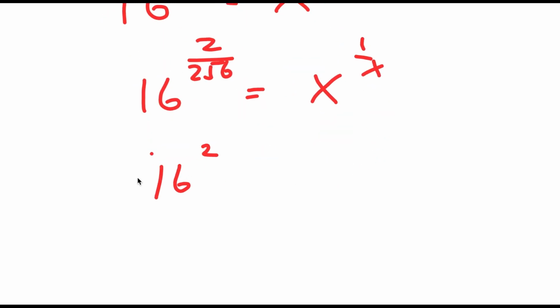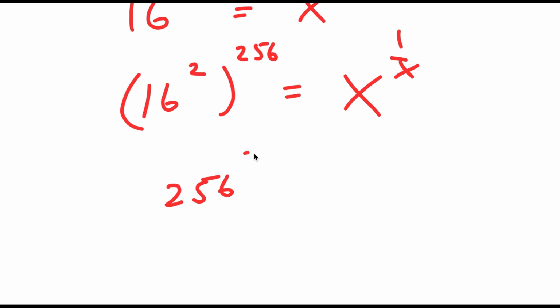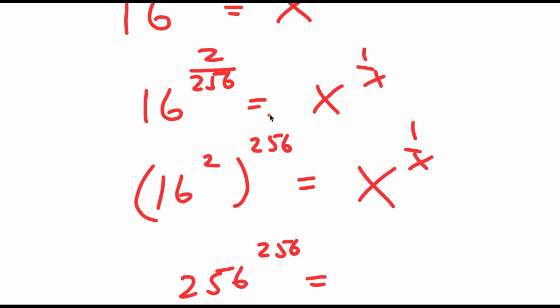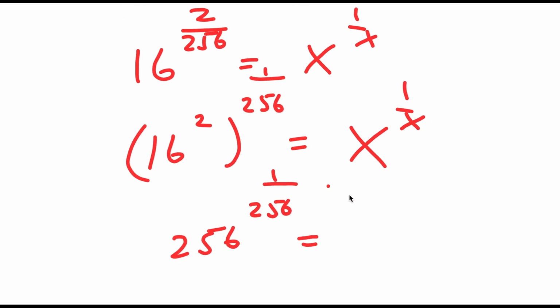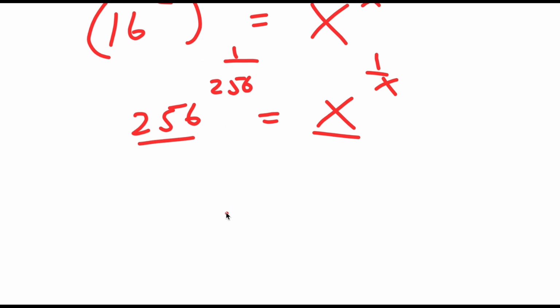So I have 16 squared to the power of 1 over 256 is equal to x to the power of 1 over x, meaning 256 to the power of 1 over 256 is equal to x to the power of 1 over x. So we just found our value of x: 256.